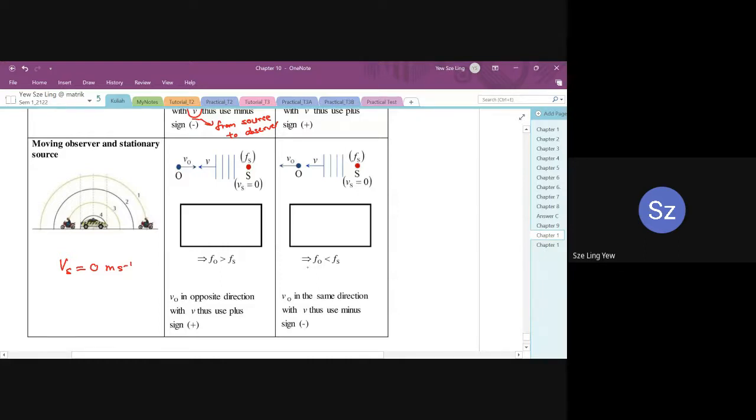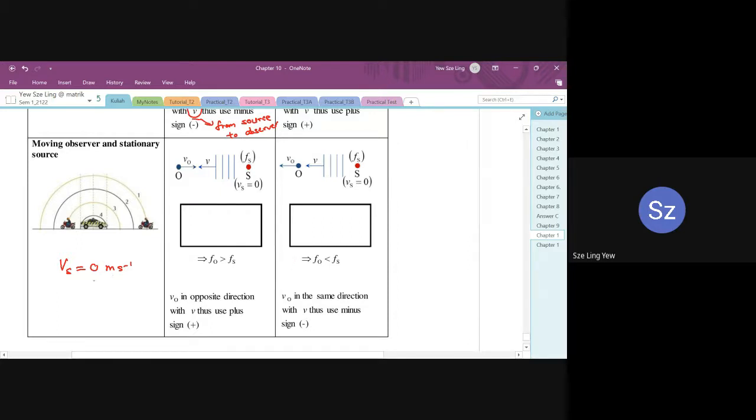Okay, object moving or siren moving. So in your syllabus, we are not looking at two moving objects. We are not looking at a moving observer and moving source. In your syllabus, we only look at either one moving. Either one is moving.